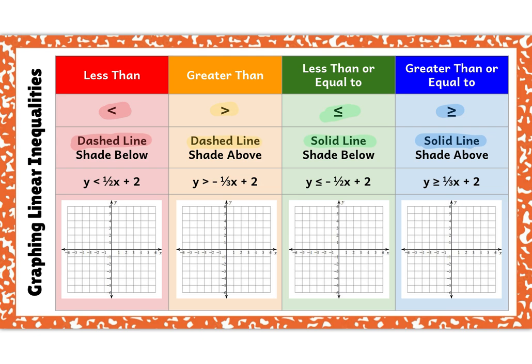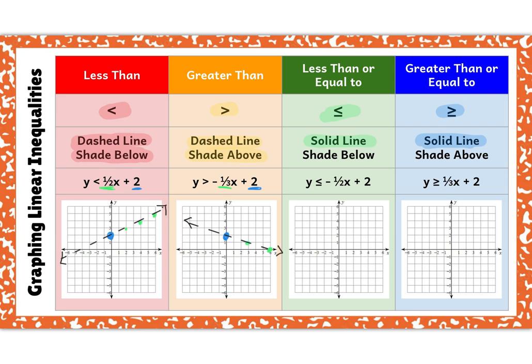Now, sometimes we're going to shade above, sometimes we're going to shade below. So this is going to depend on our sign. When we are talking about less than, we're going to shade below because we're saying that the y values are less than, they're smaller than everything else. But when we have a greater than, we're going to shade above because we are saying that the y's are greater than everything else. So I'm going to go ahead and graph my two lines for my less than and my greater than so I can see the difference.